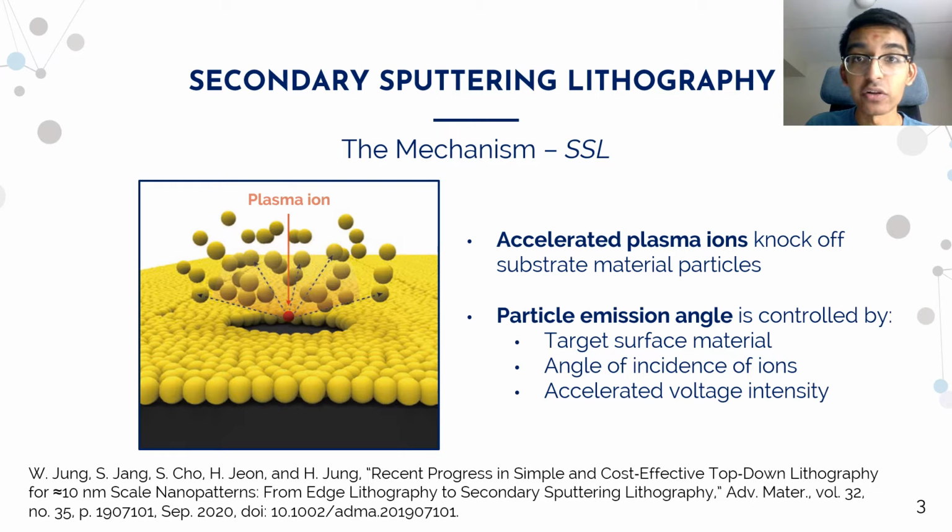The emission angle of the particles can be controlled by what the surface material is, the angle of incidence of the ions, and the accelerated voltage intensity which is applied to the ions.